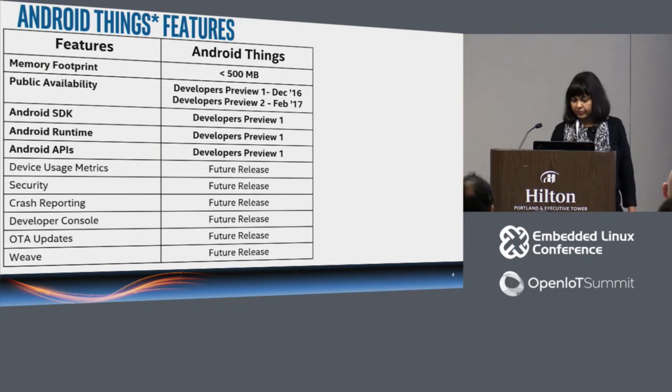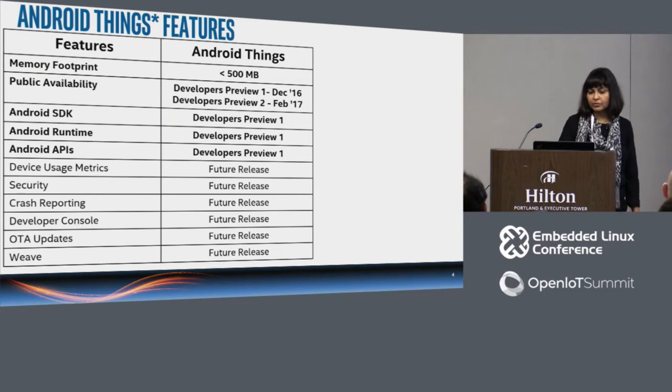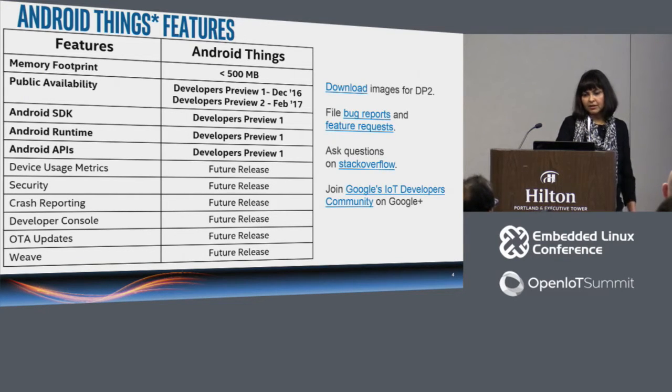Google is committed to providing developer previews every 6 to 8 weeks, and you can participate by downloading the image and playing with it, filing bug reports. You can also provide feature requests. There's discussion forums both in Stack Overflow and the Google Plus forums.